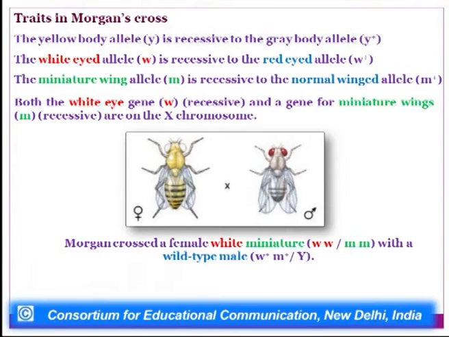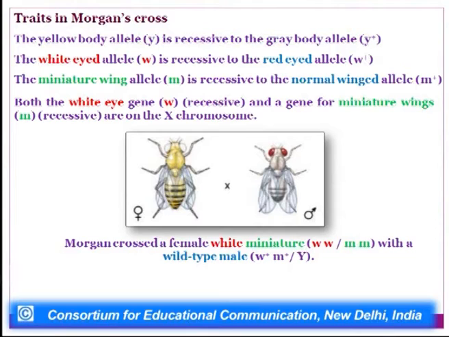And as already observed, the white-eyed gene was located on the X chromosome, and he also found that the gene for the miniature wings was also located on the X chromosome. So what he did in this experiment was cross a female white miniature with a wild type male. So the genotypes will be w m / w m, and w+ m+ / Y.